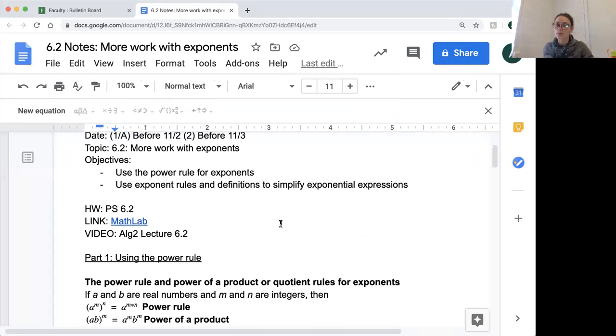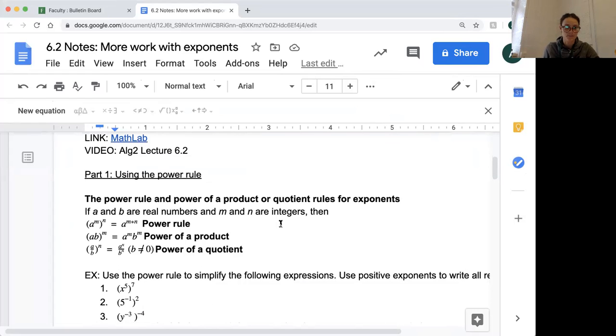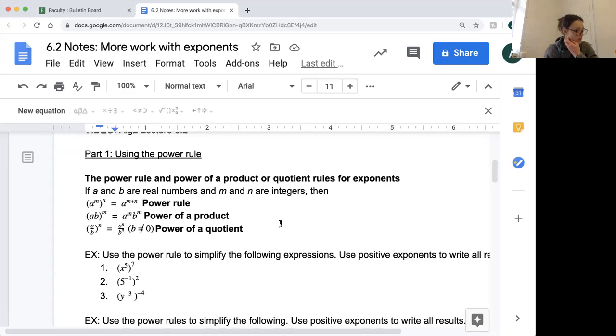In this lecture, we will learn how to use the power rule for exponents, as well as use exponent rules and definitions to simplify exponential expressions. Homework is problem set 6.2 on MyMathLab, and the video will be linked as soon as I finish making it. So, part 1, using the power rule.